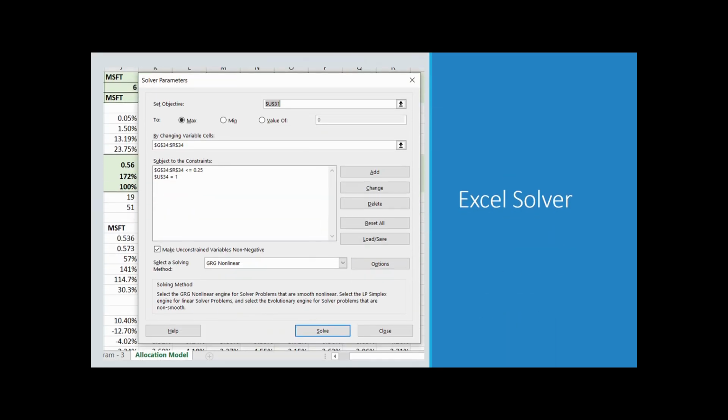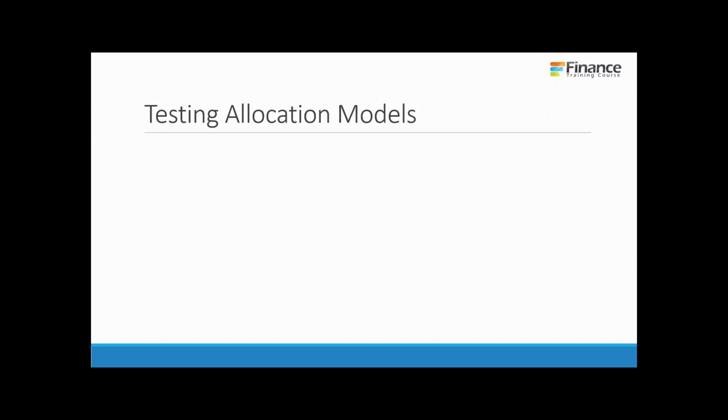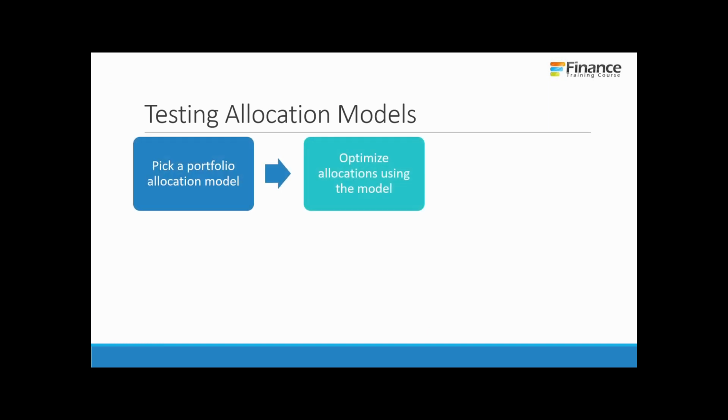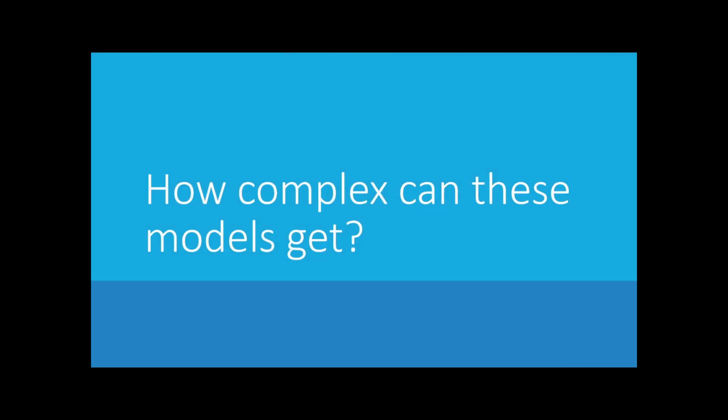We begin by optimizing the trade-off between risk and return. And the tool we use for doing this is Excel Solver. The approach is fairly simple. We pick an allocation model, we optimize using that model, we compare returns produced by that specific model, we compare results with a benchmark holding period return, and we repeat the process till we get to a point where our results beat the benchmark. How complex can these models get?